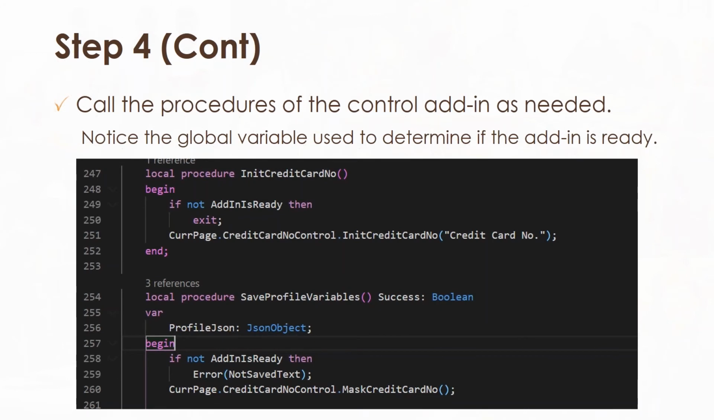Now there were procedures in my control add-in. There was an init credit card number. And so I have some local procedures on my page itself to call those. So I've got my current page credit card number control, and it knows that I have a method called init credit card number where I pass a credit card number. And it's a value coming from Business Central, passing it to my control add-in. And then I've got another local procedure, save profile variables. And here I'm calling the credit card number control mask credit card number.